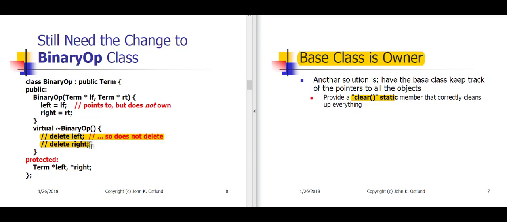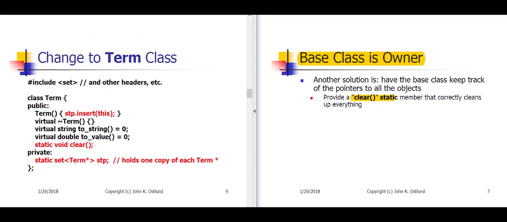All this deleting is pushed down a level into the term class, and in this particular example, what we're doing is creating a private data member in the term class. STP is a set of term pointers. All right, notice that we're using the set container class here. We're setting STP up as a static data member so that it will exist for the term class as a whole, even if no term objects currently exist.